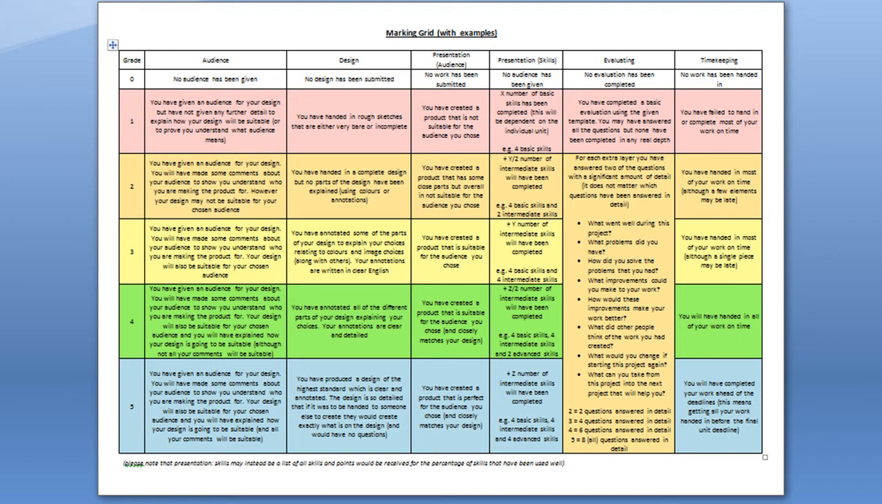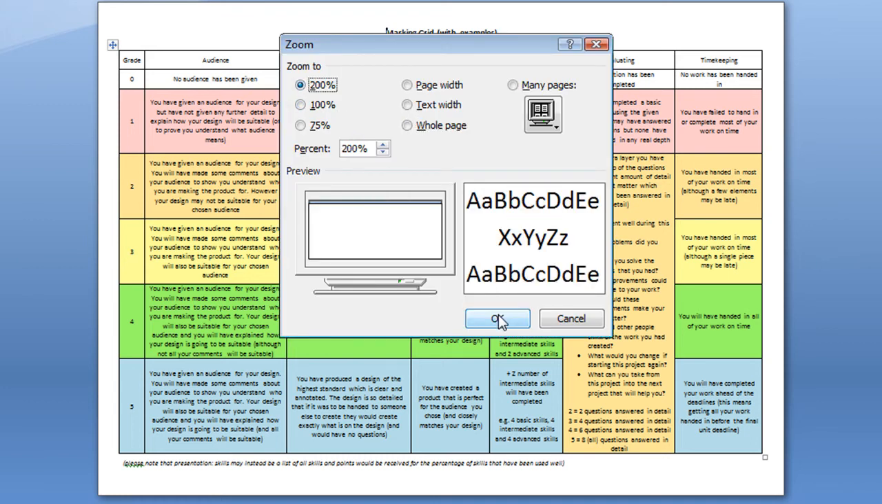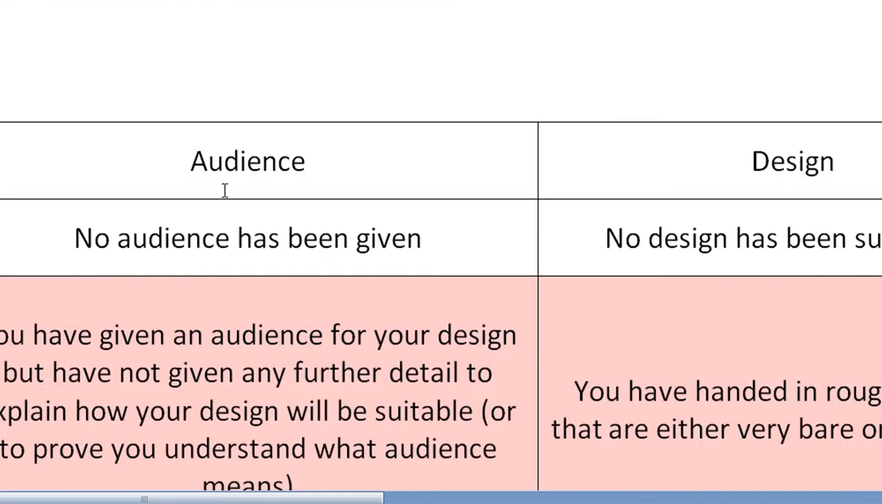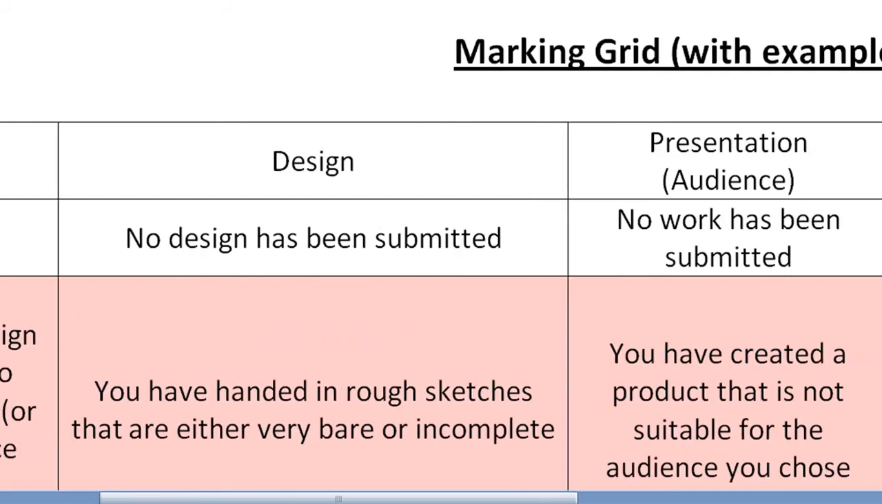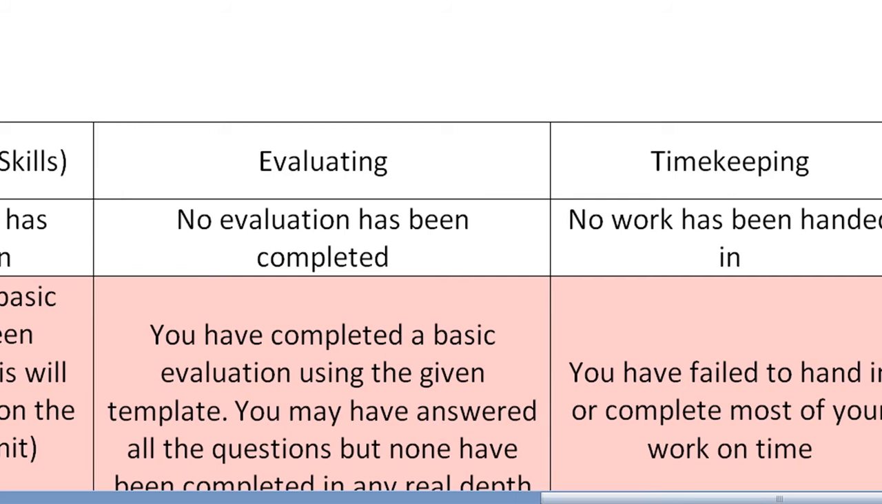The grid itself is made up of 6 different skill sets, and each skill set has 5 different grades, or 5 different levels, that can be achieved. So we have audience, and then design, presentation, audience and presentation skills, evaluating, and timekeeping.